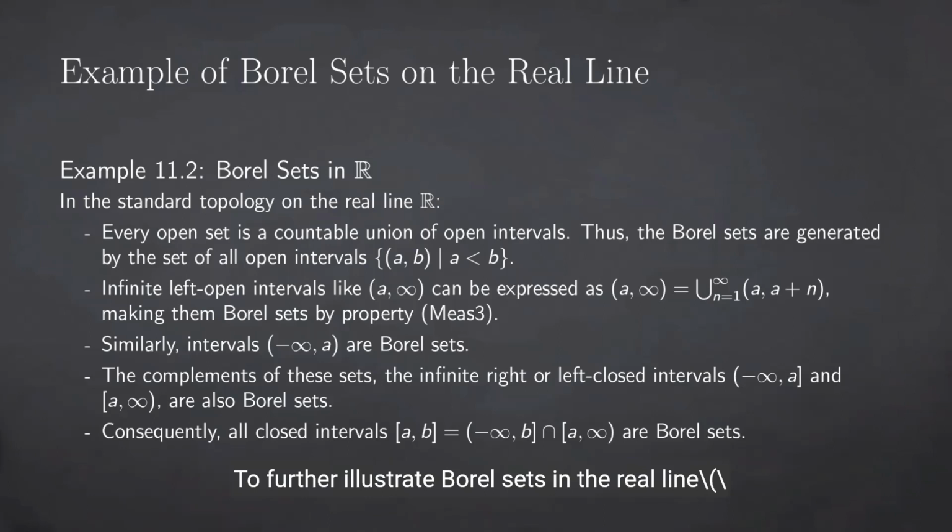To further illustrate Borel sets in the real line R, every open set can be described as a countable union of open intervals, thus forming a Borel set. Infinite intervals, such as (a, infinity), are expressed as the countable union from n equals 1 to infinity of the intervals (a, a plus n), making them Borel sets. The complements of these sets, including both (minus infinity, a] and [a, infinity), also qualify as Borel sets. Consequently, all closed intervals, which can be expressed as (minus infinity, b] intersected with [a, infinity), are Borel sets.